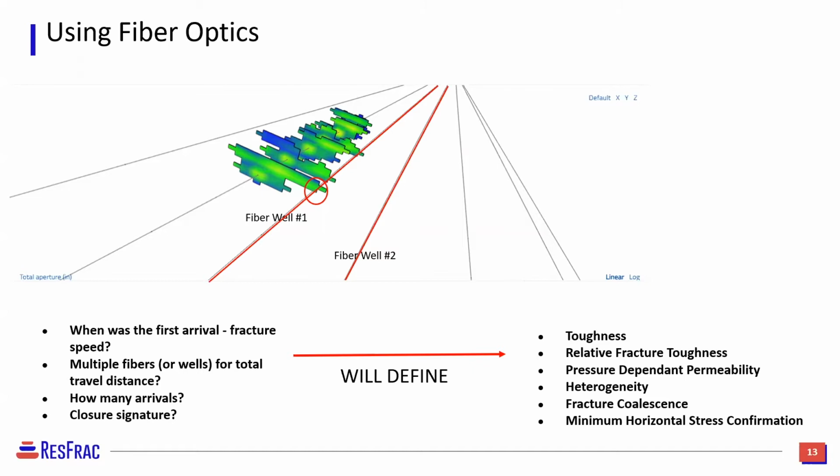Heterogeneity, I'm going to go over here in just a second, but basically the more you may need to introduce a certain amount of heterogeneity to match how many hits you're getting on your fiber, how many arrivals. Fracture coalescence, once again, if you paid attention to how many hits you are, this might lead into some insight into how much fracture coalescence you're having out there.